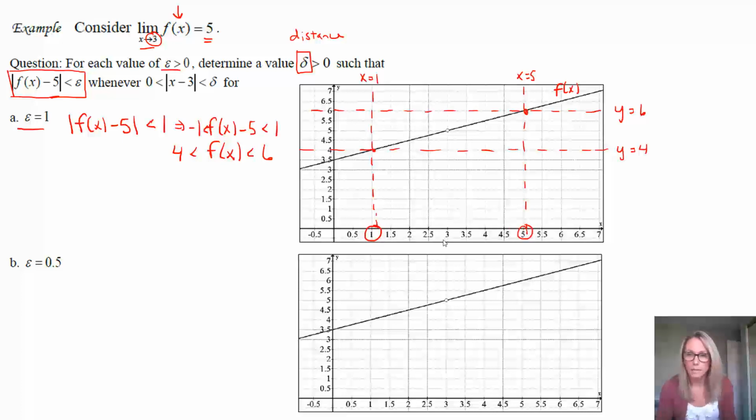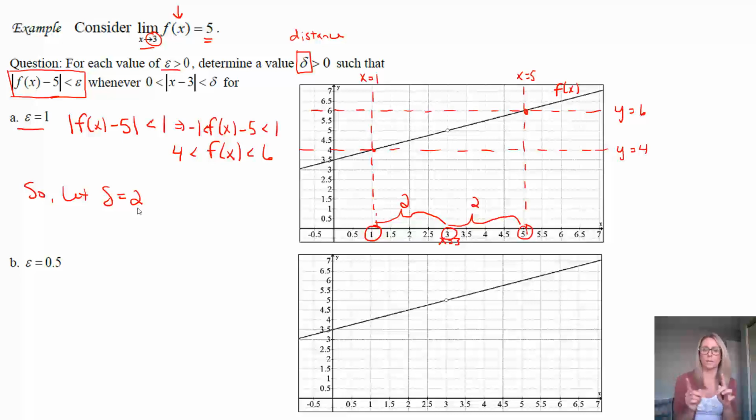So notice that we're trying to approach 3. So that's right here. And then we're just thinking about, what is this distance here and what is this distance here? And the important thing to see there is it's the same on either side for us. So that's a distance of 2 on either side. So now we can say our job is to determine a value delta. So let delta equal 2.